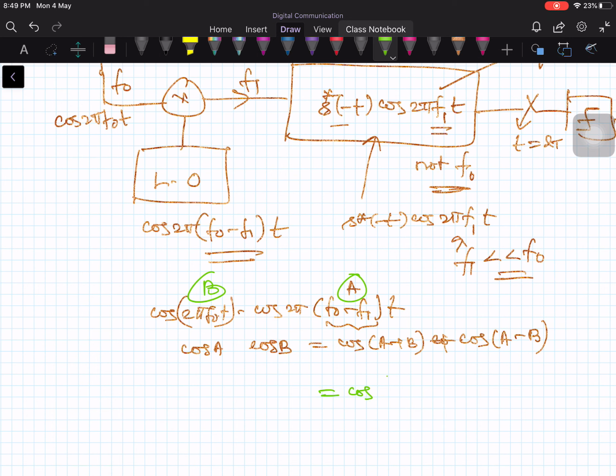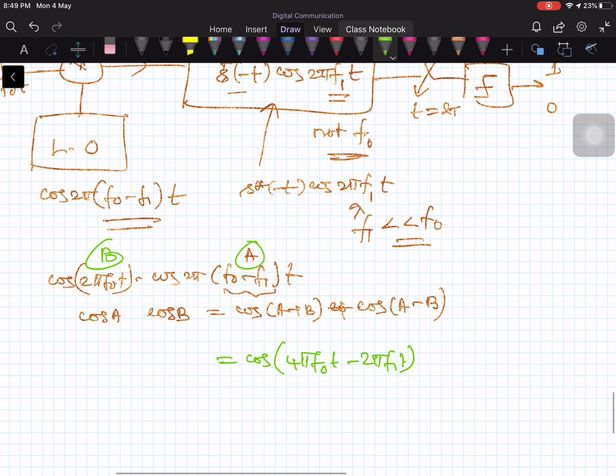cos of you can write down 4 pi f0 t minus 2 pi f1 t, this is one term, plus cos of A minus B. A minus B means then f0 will go away, cos of 2 pi f1 t.